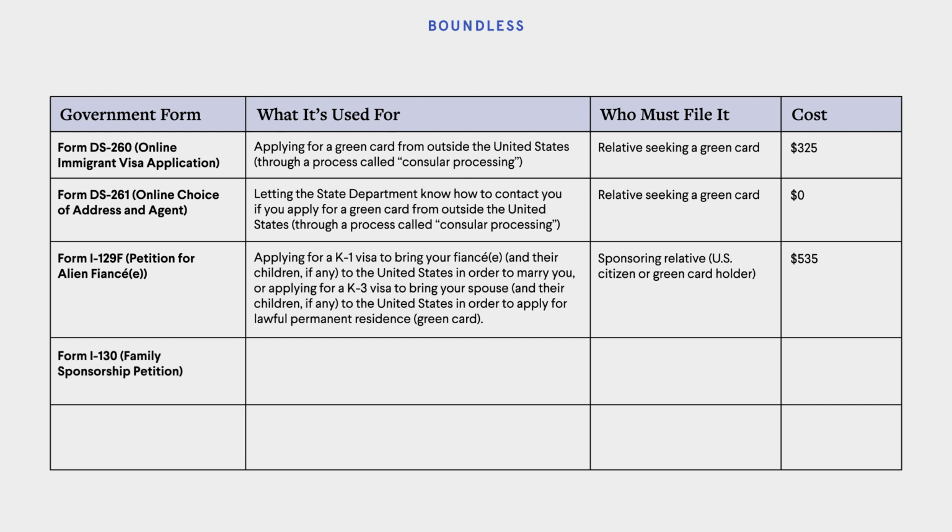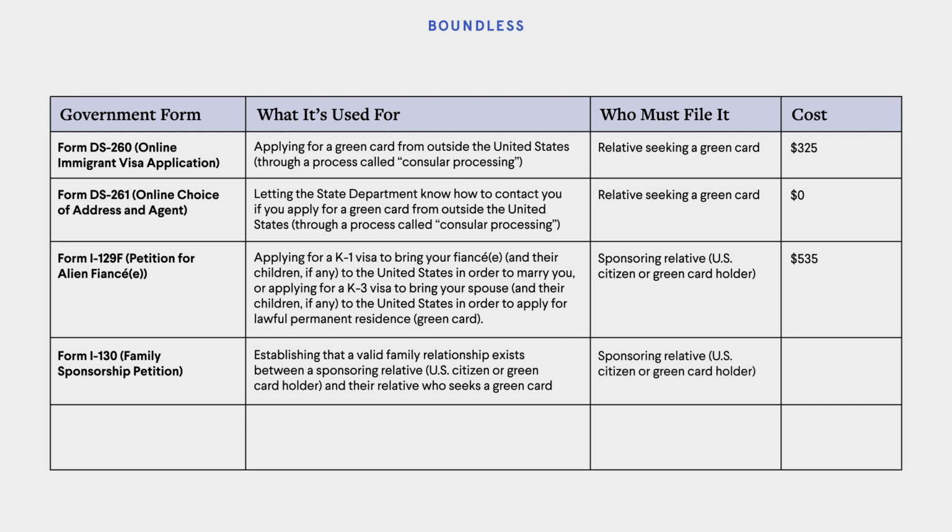Form I-130, Family Sponsorship Petition. This form establishes that a valid family relationship exists between a sponsoring relative, USC or LPR, and the relative seeking a green card. The sponsoring relative must file this form. It will cost $535.